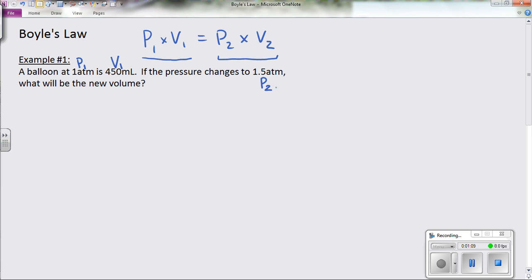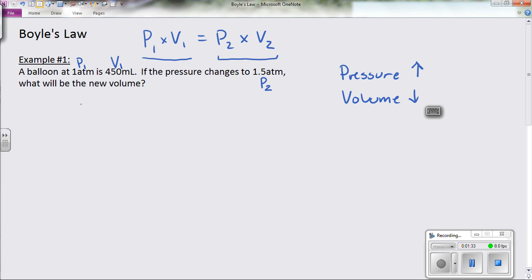Now, before we jump straight into the math, I like to do a little predictions beforehand, observing and predicting. So, observation. Our pressure in this problem goes from 1 to 1.5, so the pressure is increasing. Knowing that this is an inverse relationship, we can then assume that the volume will decrease. We can come back to this later.